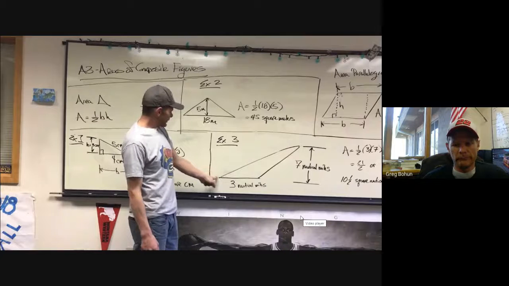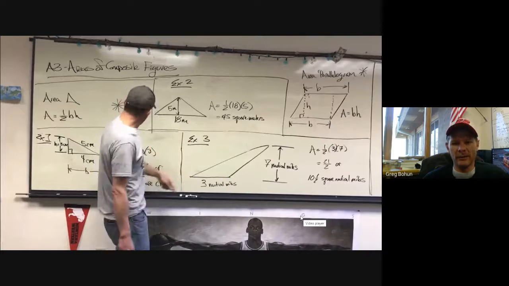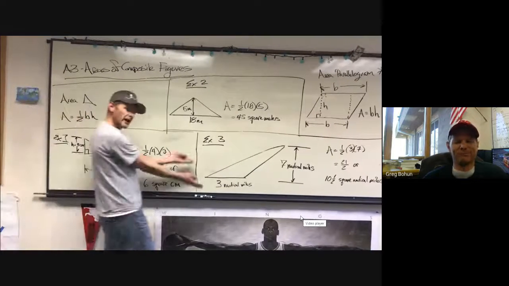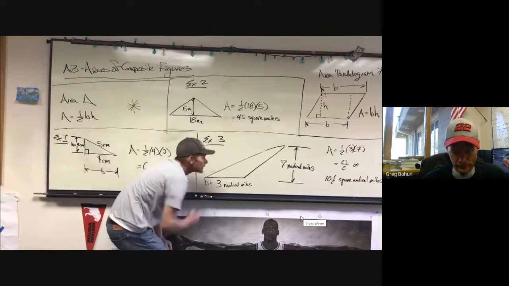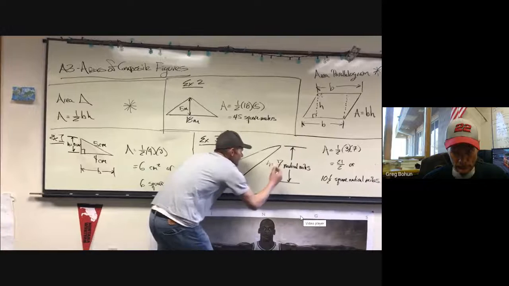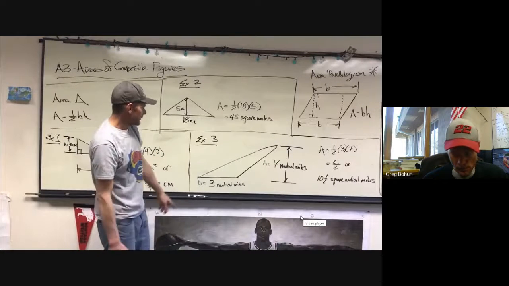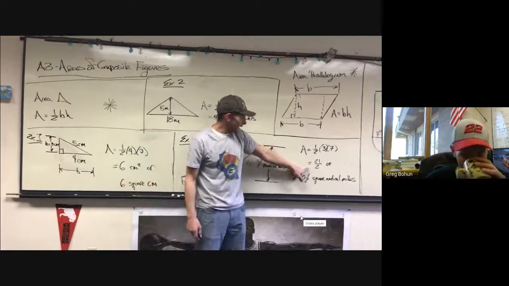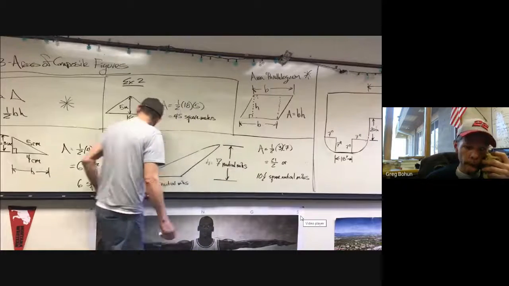Example 3. This one's a little different. Nautical miles. Remember that the formula is 1/2 the base times the height, no matter how that triangle is situated. We can call this the base, and then this is the height, and still use the formula. This one is measured in nautical miles. So 1/2 the base of 3 times 7 is 21 halves, or 10 1/2 square nautical miles. Okay?